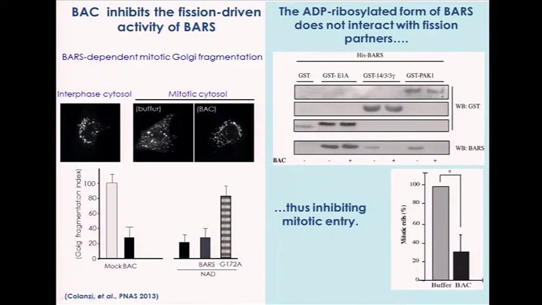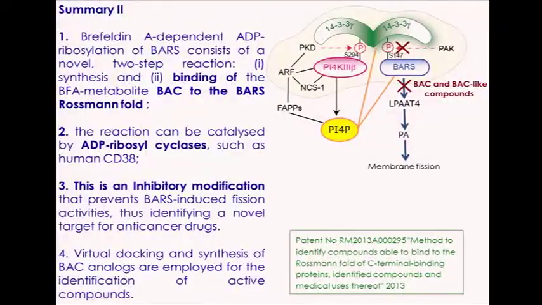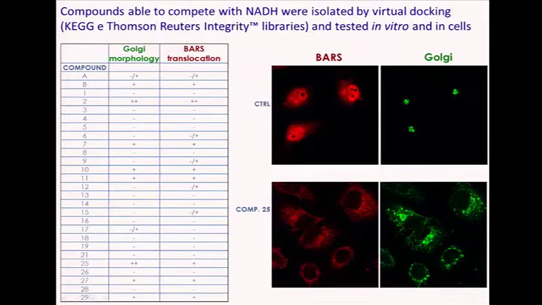So at this point, it was quite obvious to think that we have a novel, very specific target for drug development. In other words, the Rossmann fold of BARS. And we have specific binders like BAC, so Brefeldin A derivatives. So we are now working in two directions. We have performed, sorry.